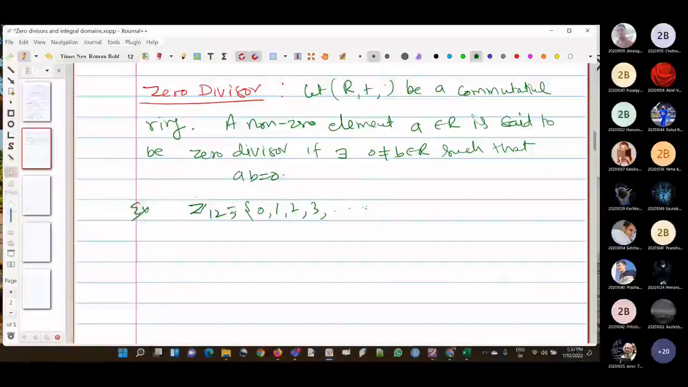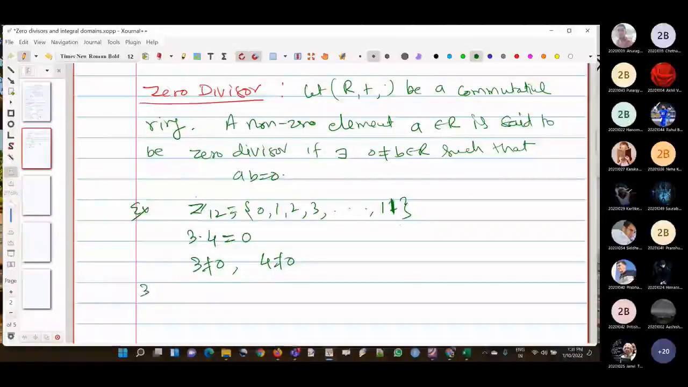This goes up to 11. So what do we have? We have 3 times 4, and when this is divided by 12, it gives us 0. But neither 3 is 0, nor 4 is 0. So 3 and 4 are zero divisors.